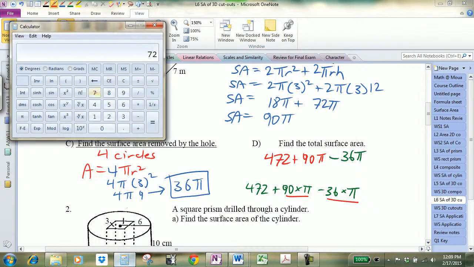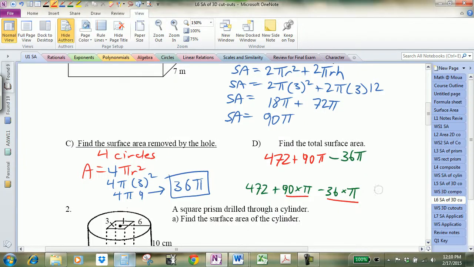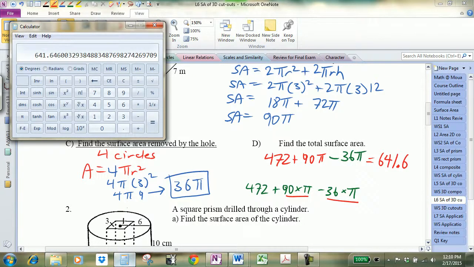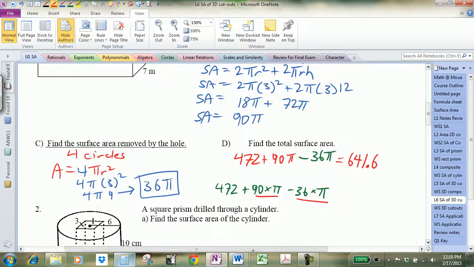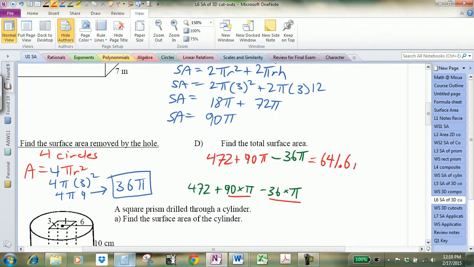Okay. So my calculator, 472 plus 90 times pi minus 36 times pi, 641.64. Rounding, yeah, so let's go to the nearest tenth. So 641.6, nearest tenth for 1 decimal place. Meters squared. Any questions?